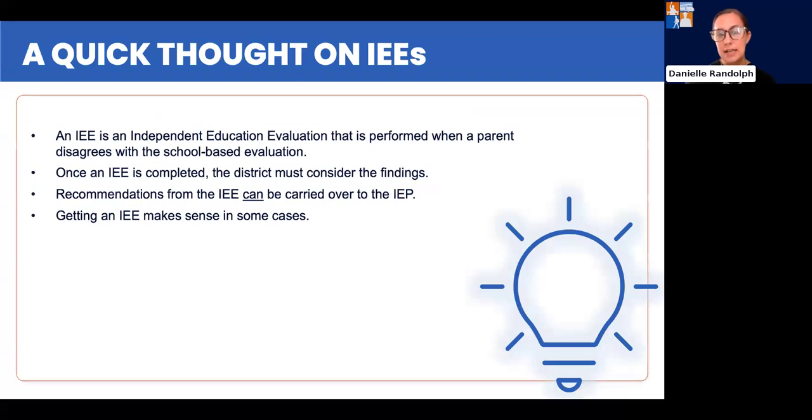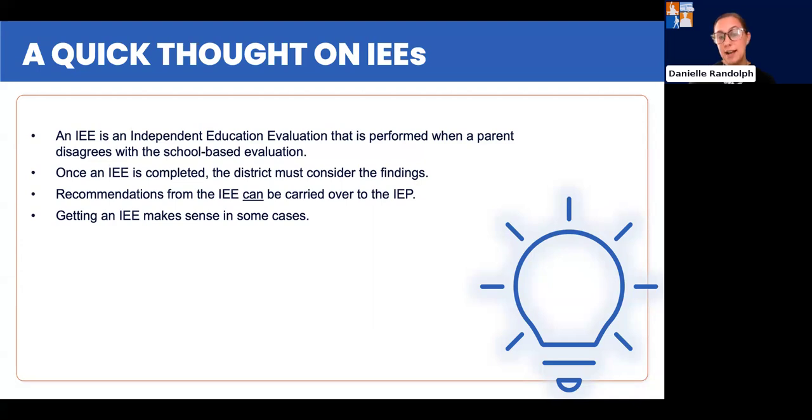Quick thought on IEE. An IEE is an independent education evaluation, and that's performed when a parent disagrees with a school-based evaluation. So they have to first disagree with the school-based evaluation, then ask for the IEE, which is going to be at the district's expense.